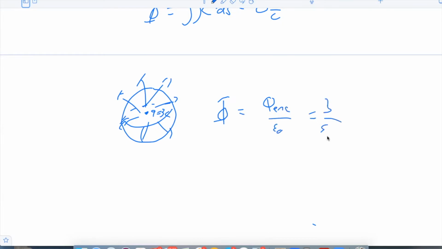So 3 over, and look, you would look that up. Epsilon naught is a number. You would think by this point I would have epsilon naught memorized, but I don't. You would just look it up, divide, and the answer is in Newton meters squared per coulomb. If I had, here, this is going to be one of your homework questions.